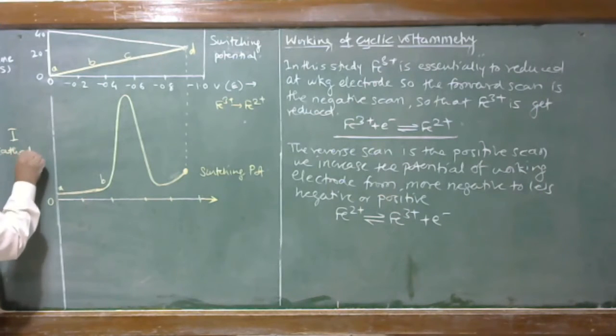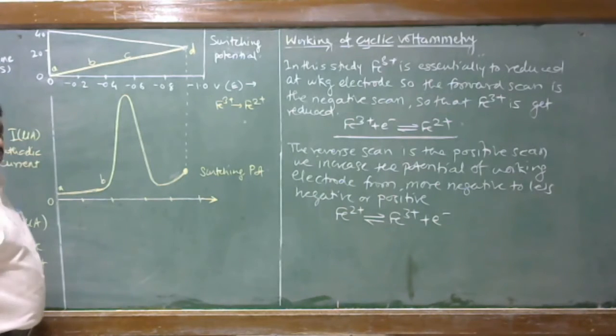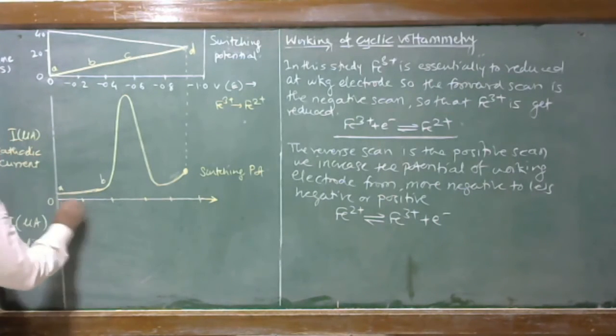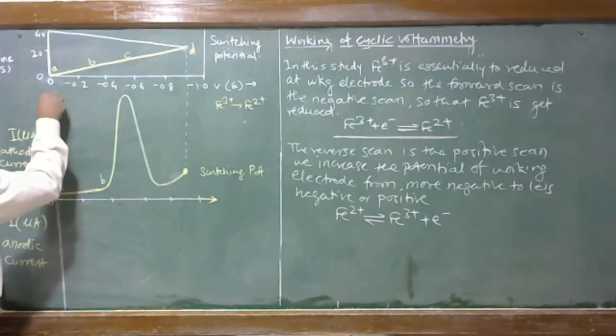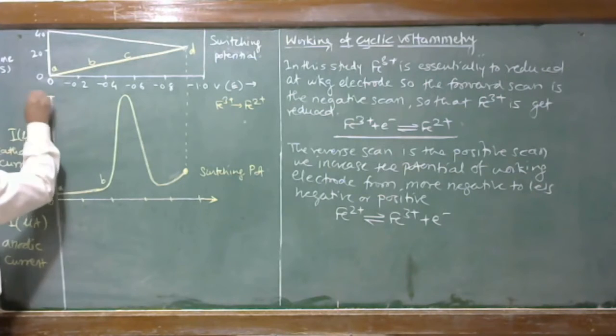cathodic current because it is obtained due to reduction of the analyte. This is I in microampere due to the oxidation of the analyte. Therefore, cathodic current due to reduction of analyte and anodic current due to oxidation of analyte. Initially, this current is 0 when potential is 0. It will be increased to a maximum of 80.